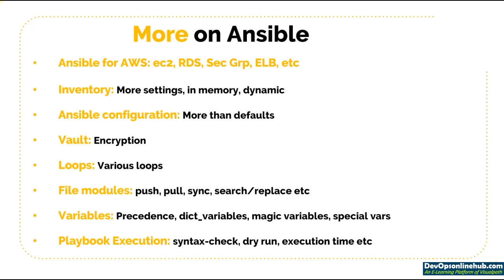File modules, there are just a lot of file modules, and again Ansible keeps giving us new kinds of file modules. We're going to see how we can push, pull, sync the files, search and replace, and so many more things with the different file modules. In variables, we have a lot of places where we can set up variables. We're going to see different kinds of variables also, and their precedence. We'll see magic variables, special variables, and all those things we are using so we can execute our playbook. But we have more things in playbook execution. Before executing, we can do a syntax check, we can do a dry run, we can improve the execution time of the playbook, and we will see how all those things can be done.